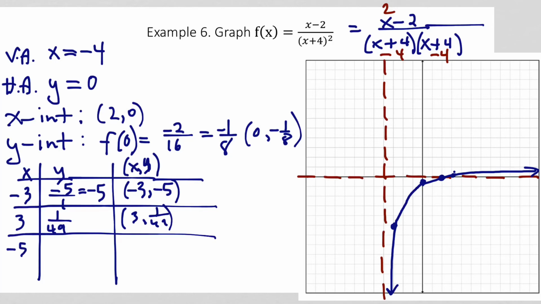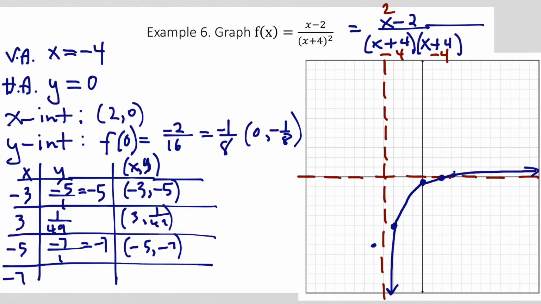So I've got negative 5 minus 2 is negative 7. Negative 5 plus 4 is negative 1, which squared gives you positive 1. So this is negative 7. So I've got a dot at (-5, -7). I'm going to put one more dot in here. Let's try negative 7, just so we can get the shape in there pretty good. So that's negative 7 minus 2, that's negative 9.